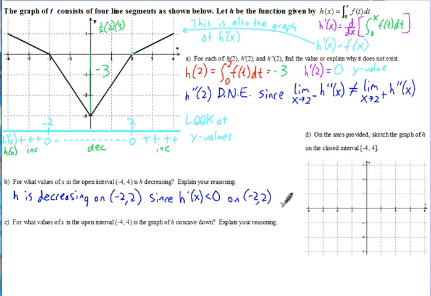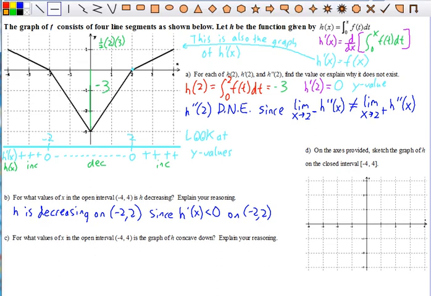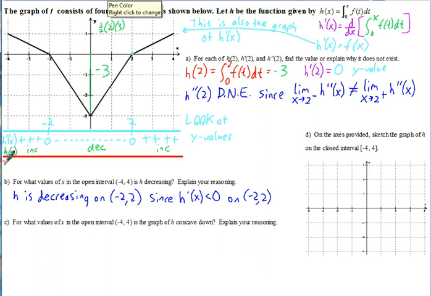For part C, it says for what values of x in the open interval -4 to 4 is the graph of h concave down, and explain the reason. So, where it's concave down, well, concavity, we determine that based on the second derivative. So now we need to draw another number line underneath our graph here. But now it's going to represent h double prime of x. And since we're looking at h double prime, and this is the graph of h prime, the slope of h prime, now we're looking at the slope.